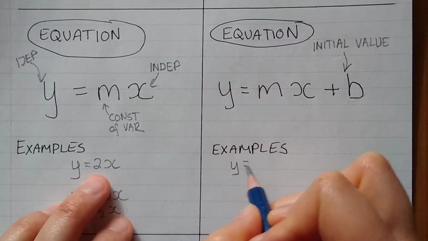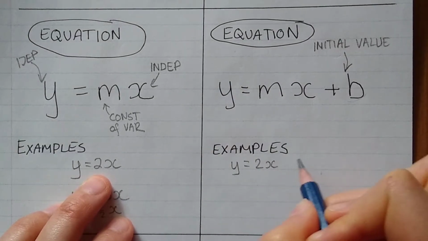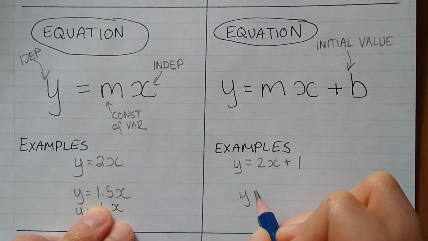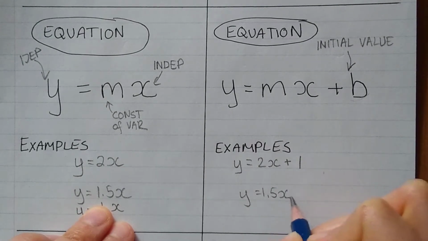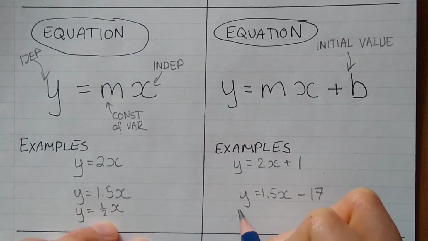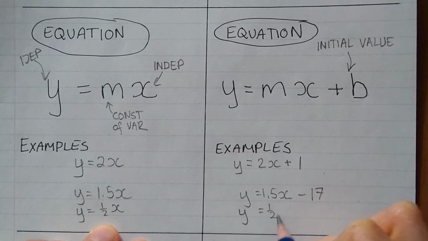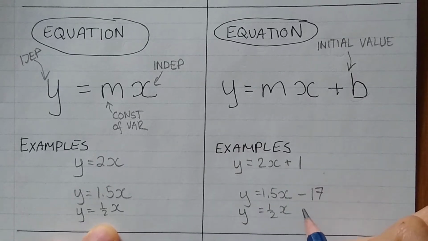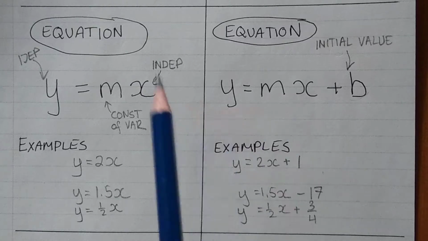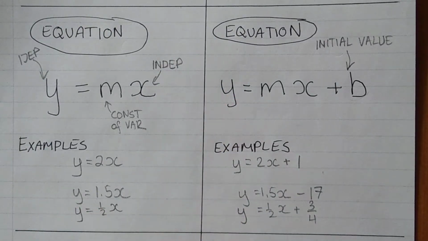So instead of just y equals 2x, we'll do y equals 2x plus 1. Instead of y equals 1.5x, we'll do y equals 1.5x minus 17. And instead of y equals half x, we'll do y equals half x plus 3/4. So as long as you add a number on the end or subtract a number on the end, then it goes from being direct variation to being partial or indirect variation.